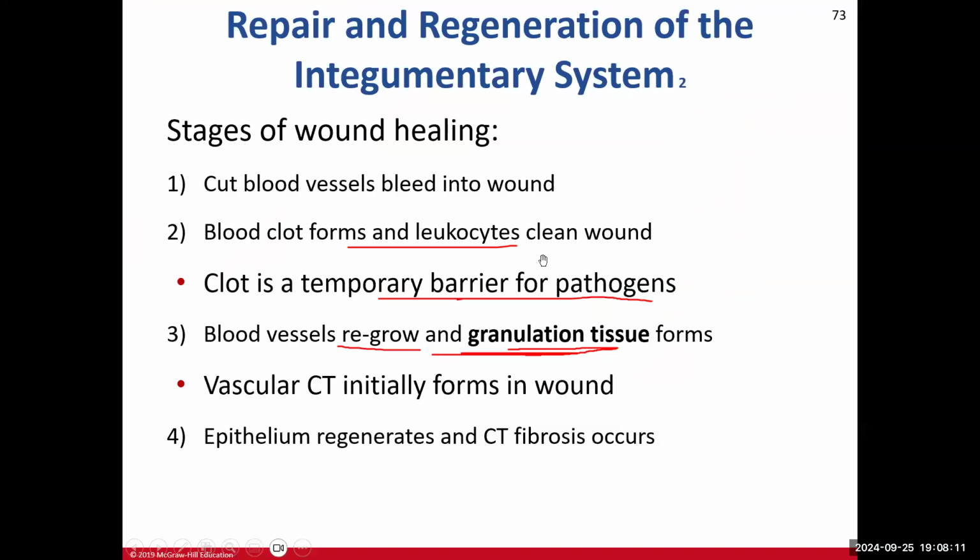And then the last phase is going to be our epithelium regenerates and our connective tissue fibrosis is going to occur. What does that mean? Scar tissue. Instead of that granulation tissue, we're going to start to get scar tissue, which will be that more permanent tissue type that's going to replace the damaged tissue. And that's kind of what you see here in this picture.